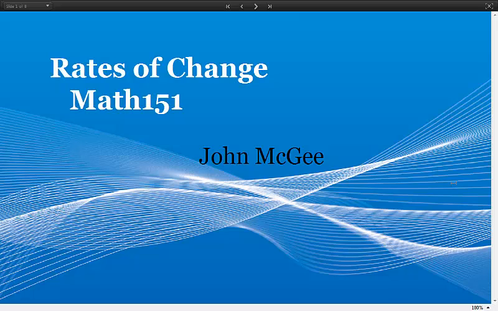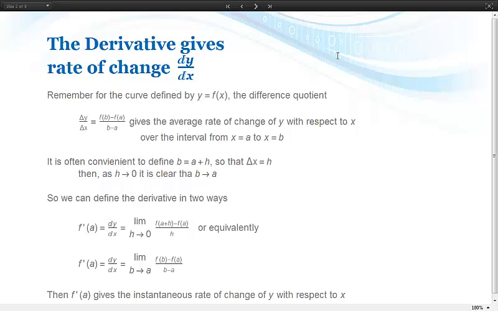Welcome to Math 151, Rates of Change. Today we'll finish up the material in section 2.2, discussing a few more details about derivatives and how they work. So first of all, remember that the derivative gives rate of change, dy dx if those are the two variables, the rate of change of y with respect to x.